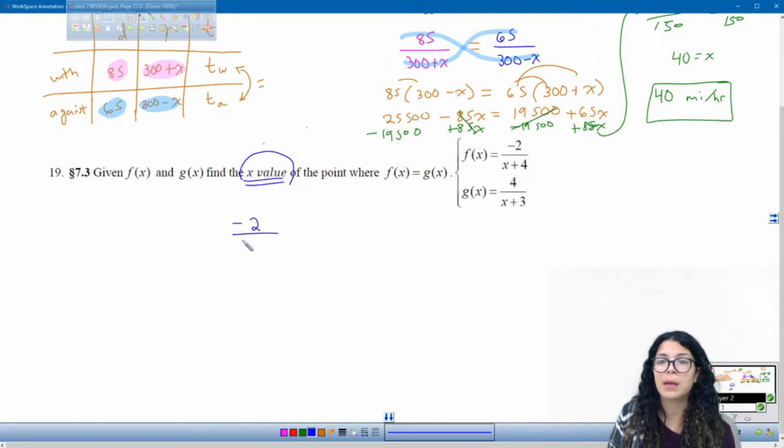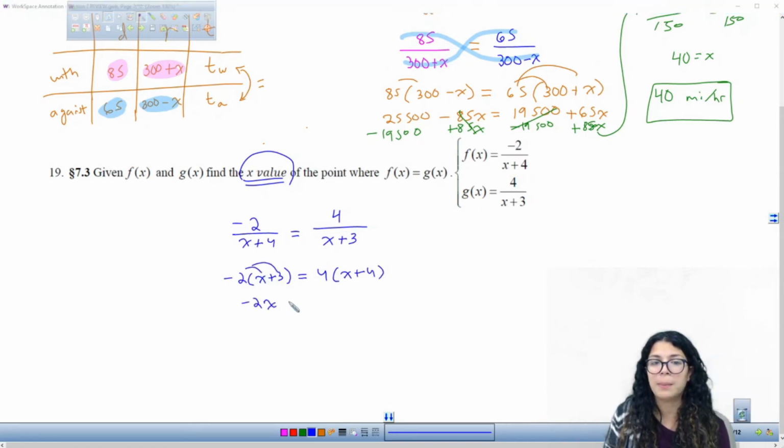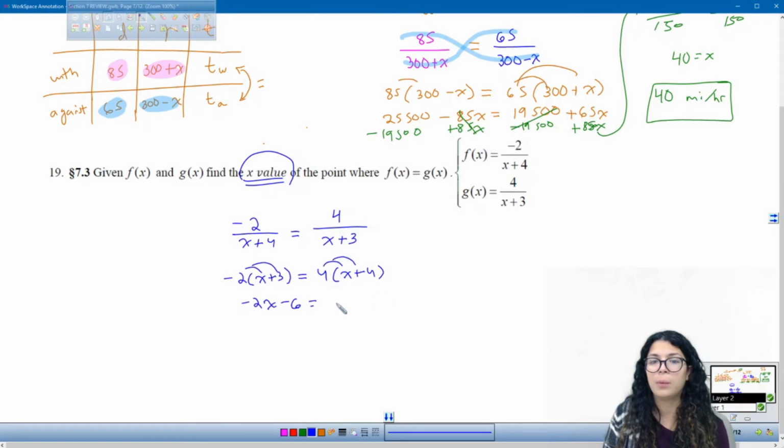So what we can do is set these two functions equal to each other, and that'll be where they intersect. Let's go ahead and cross multiply since this is a proportion. -2 times x plus 3 equals 4 times x plus 4. Distribute -2, we get -2x minus 6. Distributing 4, we get 4x plus 16.